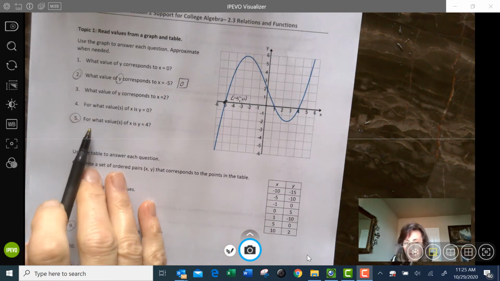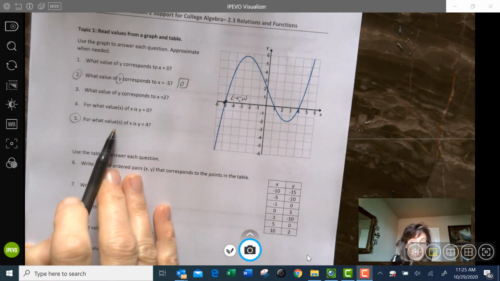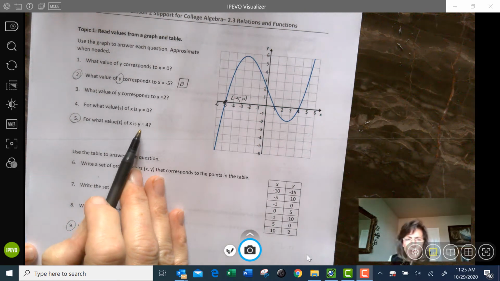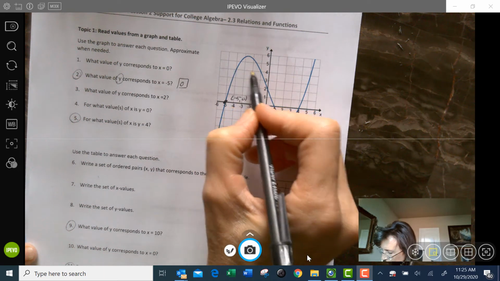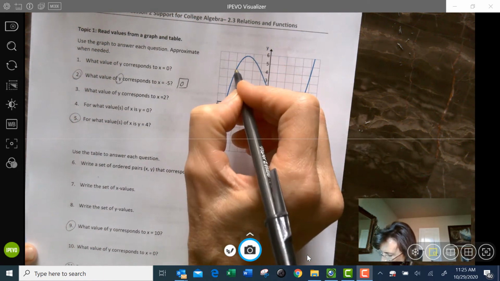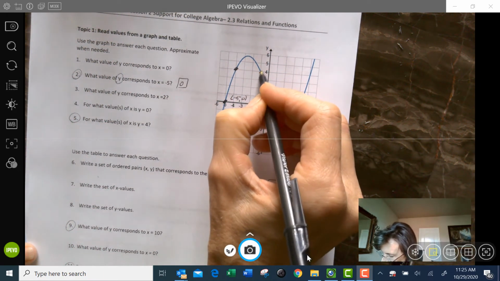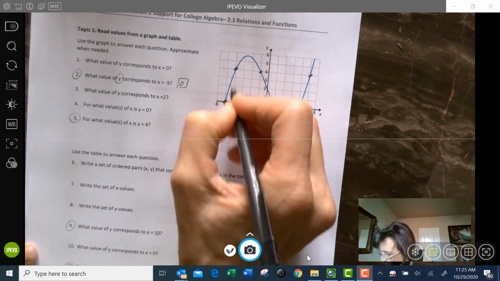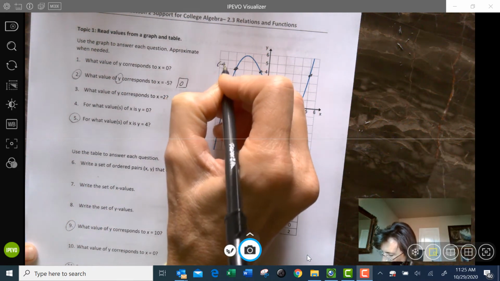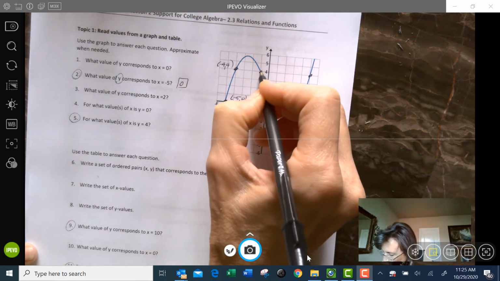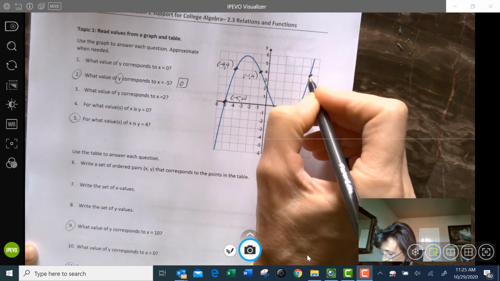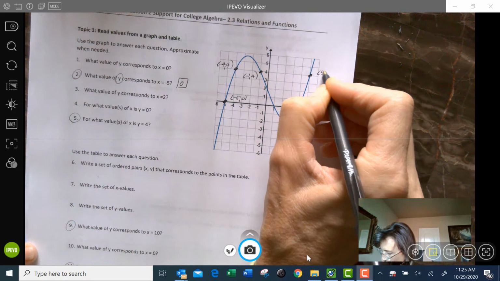Now look at number 5. For what value or values of x is y equal to 4? Well, I have to find points on the line where y equals 4. Well, here's the height of 4 for the y value. So this point, and the third point all have y values of 4. So for instance, this is the point or the ordered pair -4, 4. The second one is the ordered pair -1, 4. And the third one is the point 5, 4.